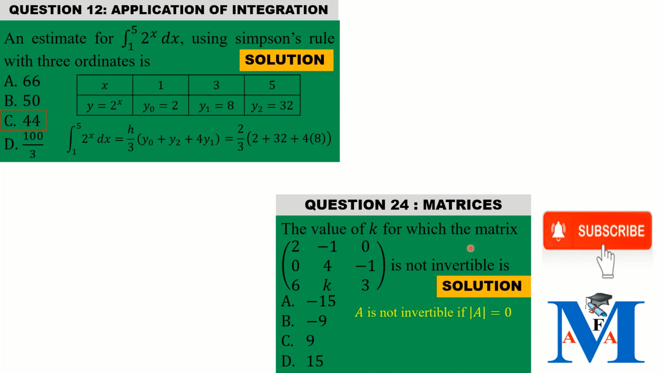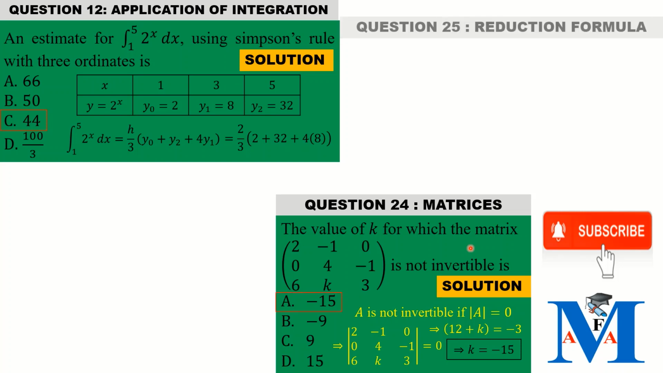So since we are finding the value of k for which the matrix is not invertible, we are just going to take the determinant of the matrix and equate to 0, saying that the matrix has no inverse. So doing that, you can find the determinant of a matrix. You're going to get k to be equal to negative 15. So the correct answer is option A.